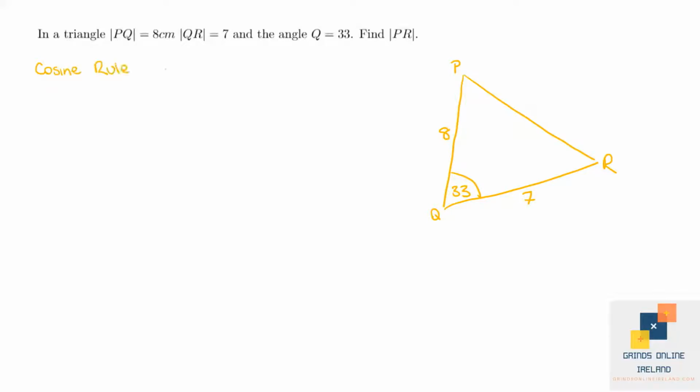The cosine rule is a squared is equal to b squared plus c squared minus 2bc cos of A. Now the question is asking us to find the length PR. So let's just call that x for now. And now all we have to do is label out what a, b, and c are. So in the cosine rule, all the small letters are the lengths, so the lengths of each side of the triangle, and all the big letters are the angles.